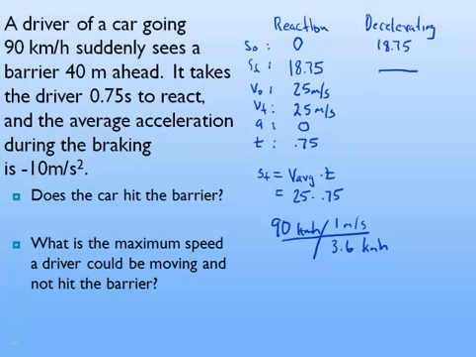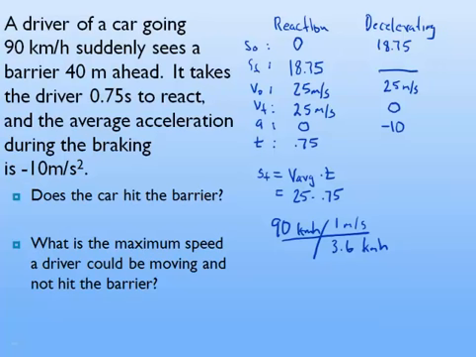The initial velocity is 25 meters per second. It hasn't started to slow down yet. The final velocity will be 0 once it's come to a stop. And the acceleration during this stage is -10 meters per second squared. And we don't know the time that it takes for him to stop. We could calculate that time, or we could use the no time formula to calculate the distance, since we weren't specifically asked to find time.